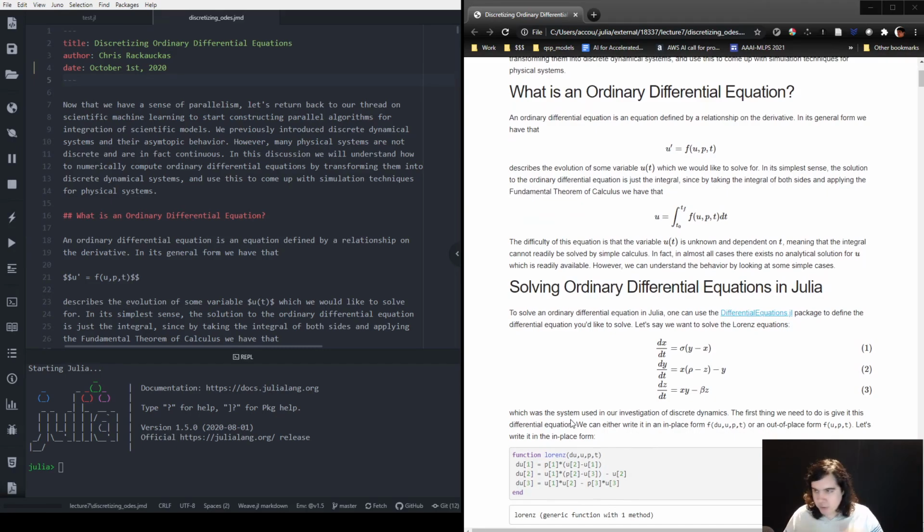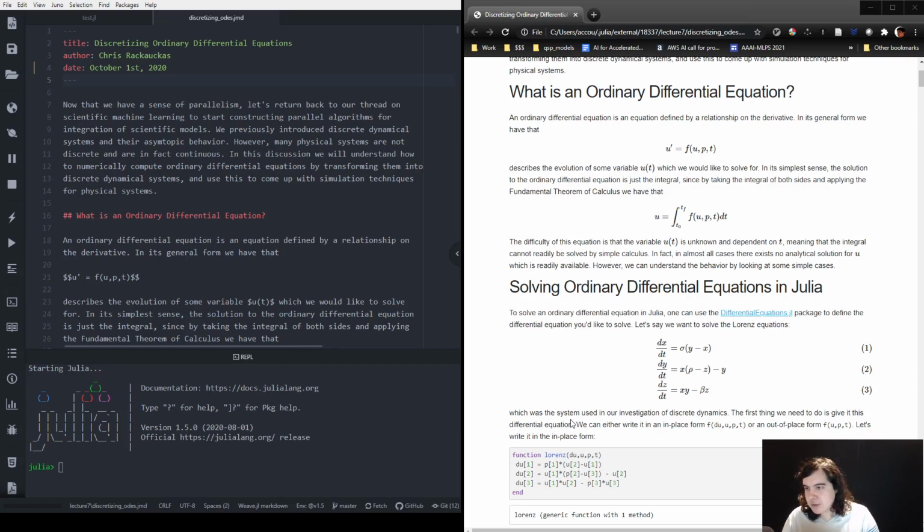So what is an ordinary differential equation? Just to make sure everyone is on the same footing, right? An ordinary differential equation is a relationship that is defined by a derivative. And so the general form is u' = f(u,p,t), where u is the state values, p are the parameters, and t is the time, or the independent variable. The states are also known as the dependent variable because their value is dependent on the independent variable. So here we would write u as a function u(t).